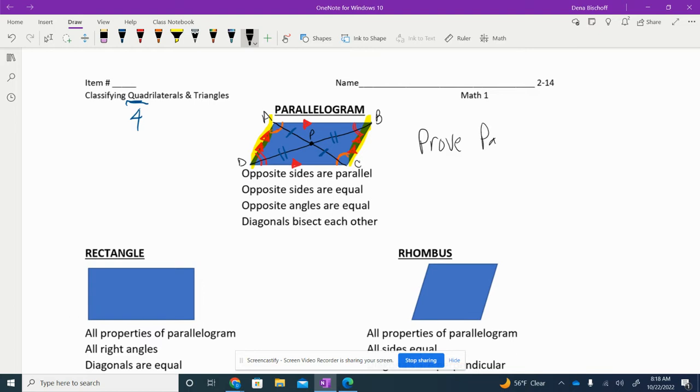So if you were trying to prove that you have a parallelogram, the first thing that I would do is show that their midpoints are the same.